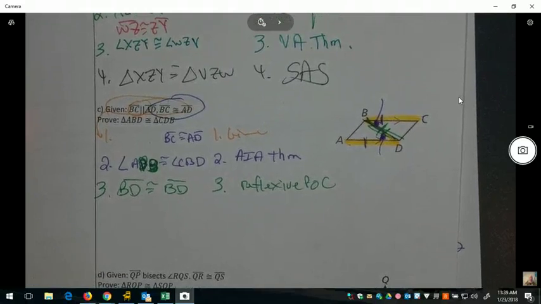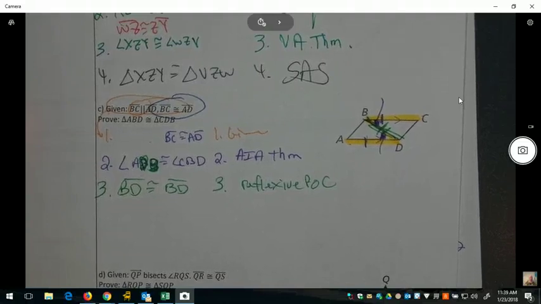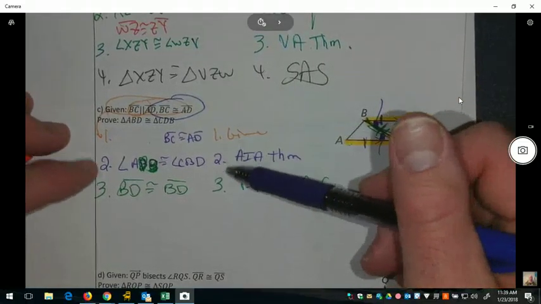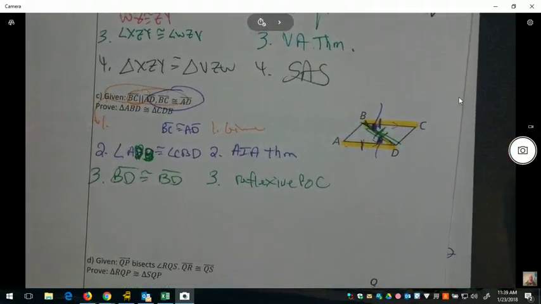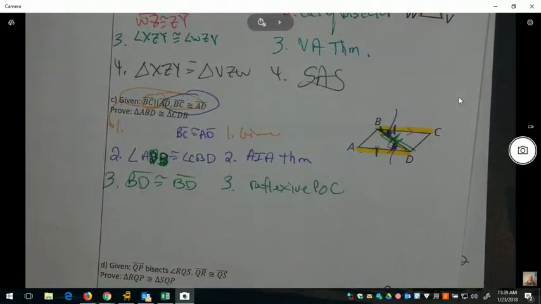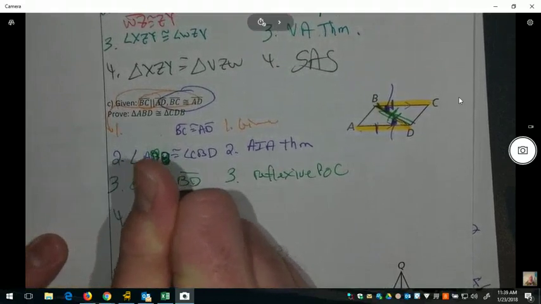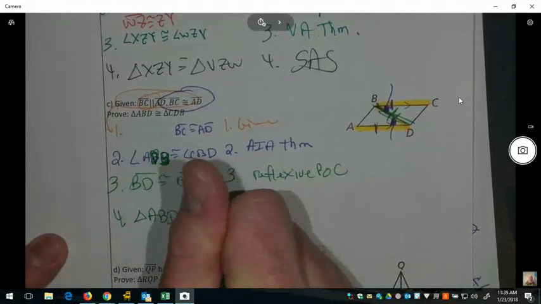Yes? Could you switch steps 2 and 3? You can. In this case, as long as the given with the parallel lines came first, these could happen in either order. But our last line has to be our last line, and that is that the triangles are congruent by side, angle, side.